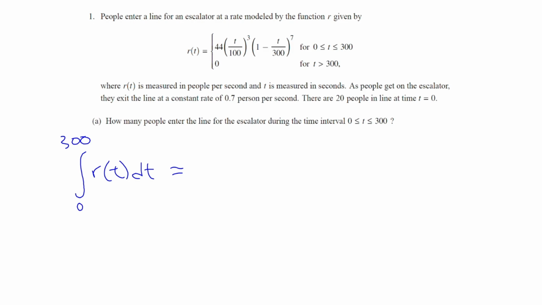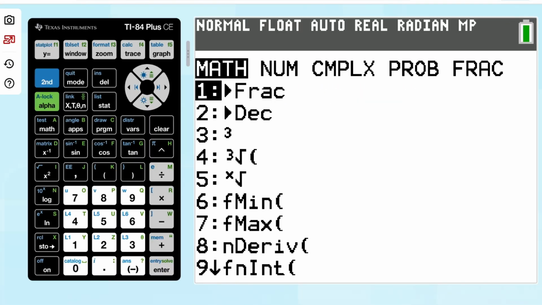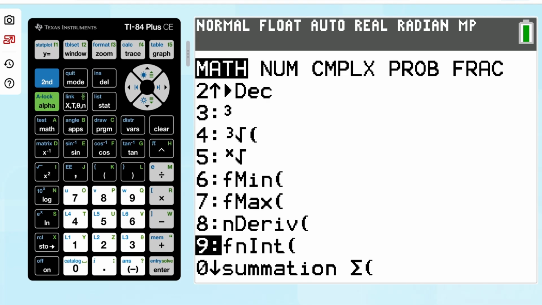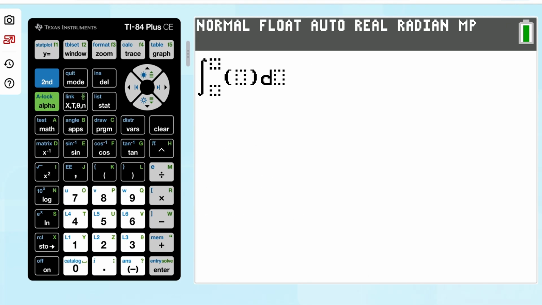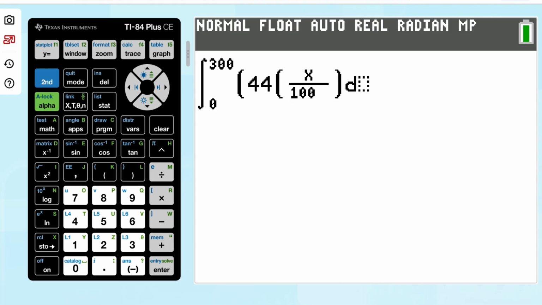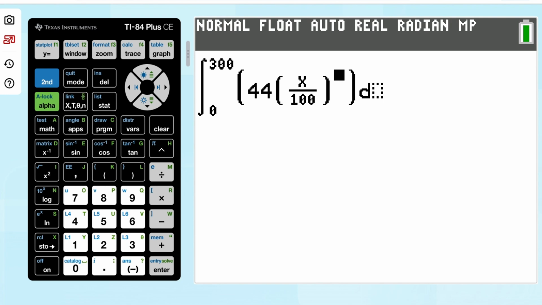So we'll go to our graphing calculator, and we're going to do math and option 9. And again, you can just hit the 9, but I'll scroll down to it. Option 9. And we're going to integrate from 0 to 300 of that r of t function, which was 44. And then inside of some parentheses, I'm going to use alpha and then the x button to give me a nice little fraction here. x over 100. We'll close that parenthesis and raise it to the 3rd power.